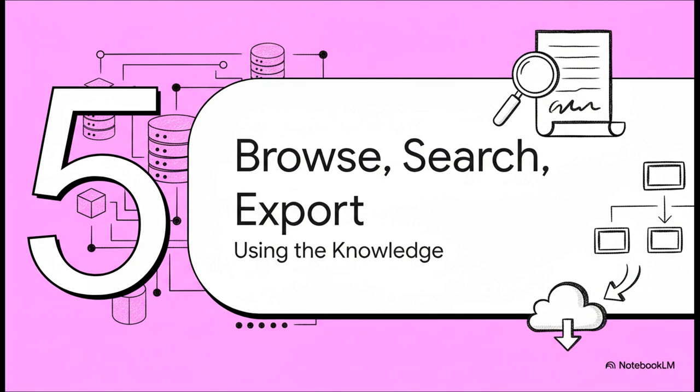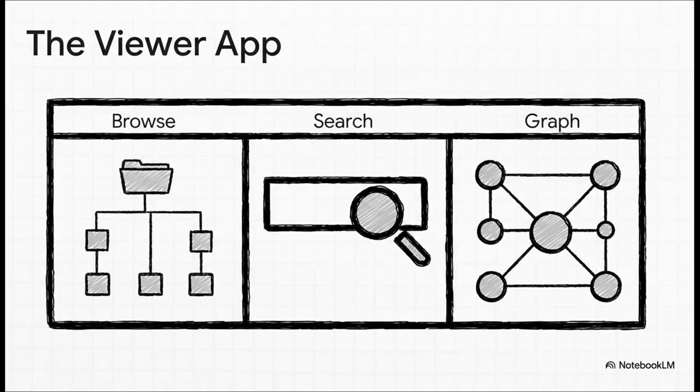I mean, a database file is great, but we need an interface to actually explore all the knowledge that's inside. Well, the system comes with a dedicated viewer app that has three main parts. You've got the Browse panel, which lets you navigate your files just like you normally would. Then there's the Search panel, where you can unleash that awesome hybrid search, combining keywords with deep semantic understanding. And finally, the Graph panel, which lets you visually explore that whole web of connections between your ideas.